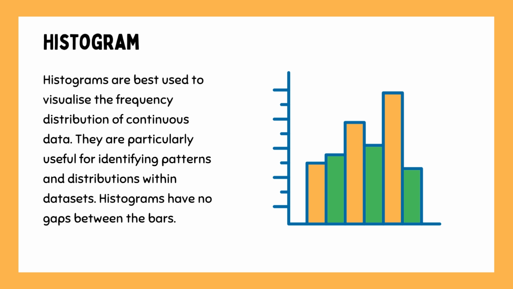Histograms are best used to visualize the frequency distribution of continuous data. They are particularly useful for identifying patterns and distributions within datasets. Remember, histograms have no gaps between the bars. Bar charts do.